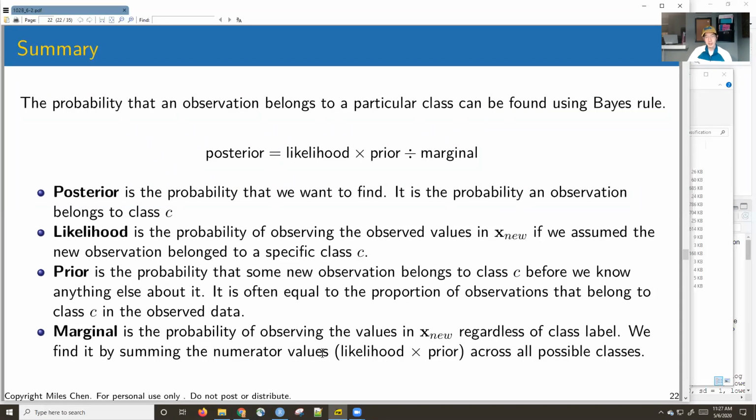And then the marginal is the probability of observing your values regardless of the class label, but to just calculate that, we're going to calculate the numerator, which is the likelihood times the prior, and we just calculate it for all possible classes, and then we add that up, and that gives us our marginal probability.